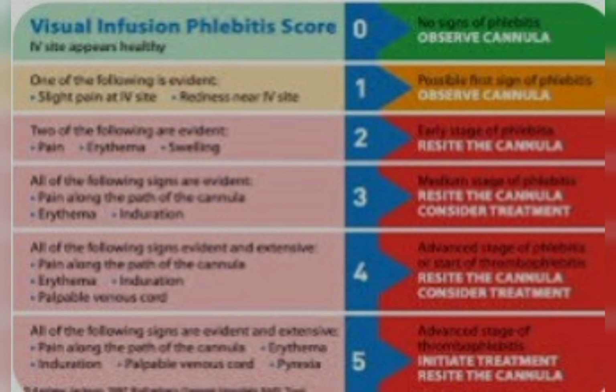VIP score 5: along with all the above symptoms there will be a fever. The patient will be having a fever. So when the patient has a fever, consider it VIP score 5. Immediately remove the cannula, inform the consultant and start the antibiotic.